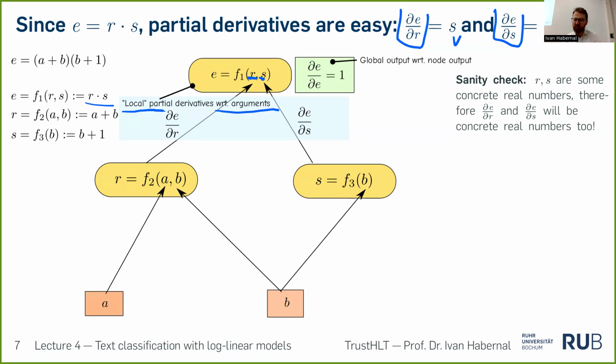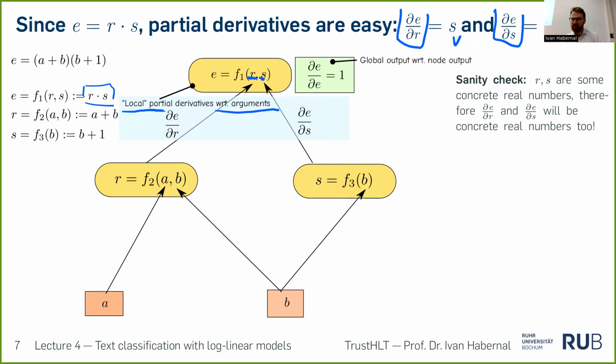So you should know how to compute the partial derivative of this function, and once you know it, you know how to compute all these local partial derivatives. Any questions so far? Is it clear what we're doing? So for each node, I'm computing the global derivative with respect to the output of the whole graph, and I'm computing the partial derivatives with respect to the function's inputs in each node.